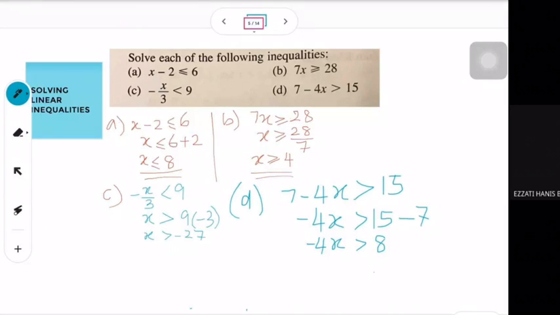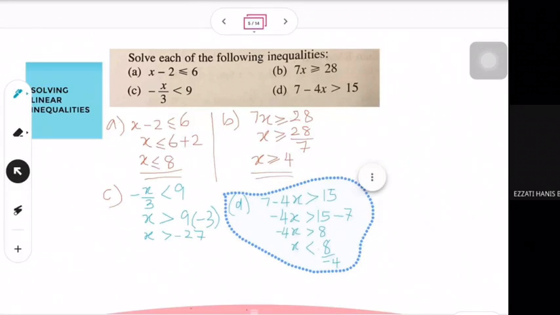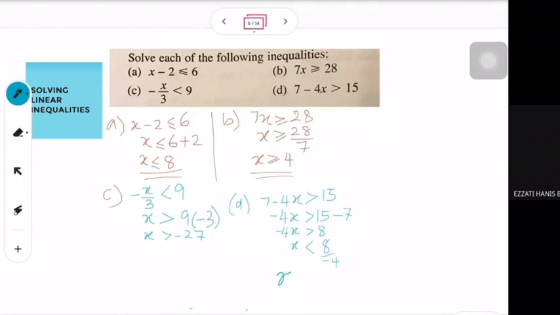Okay, now what do we do with the negative 4? In order to leave x only here, you are going to divide negative 4 here. So whenever you divide with negative, you must change the symbol direction. So therefore our x is less than negative 2. Okay? Faham tak? Bila masa nak tukar tanda, bila masa tak payah tukar tanda.